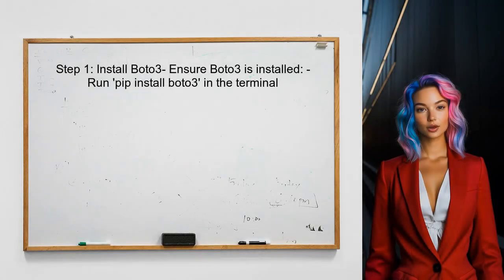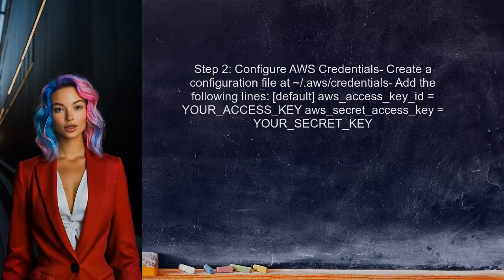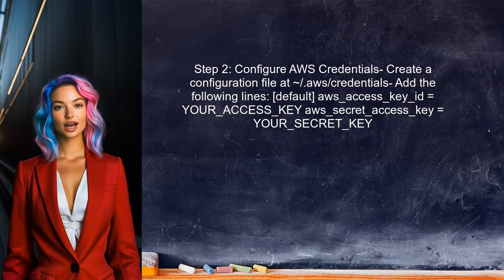To programmatically unset encryption for a file in AWS S3, the user should start by ensuring they have the AWS SDK for Python, known as Boto3, installed. This is essential for interacting with AWS services. Next, the user needs to configure their AWS credentials. This can be done by creating a configuration file or setting environment variables. The credentials should include the access key and secret key.